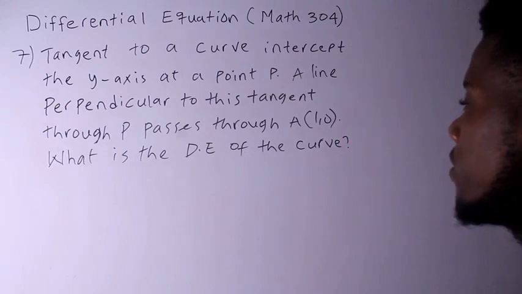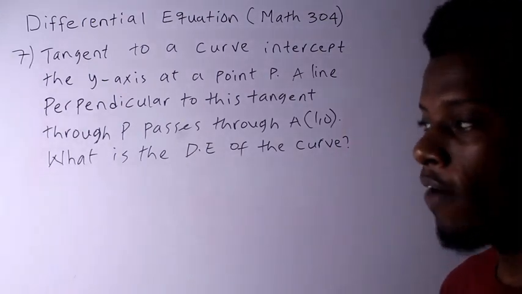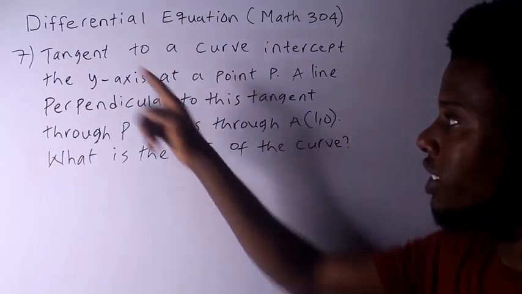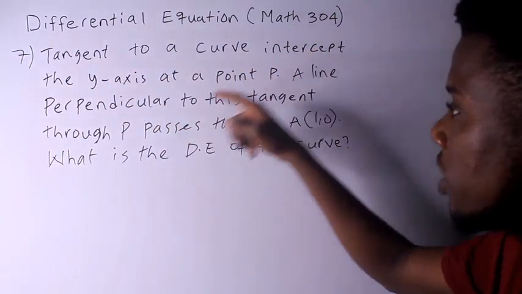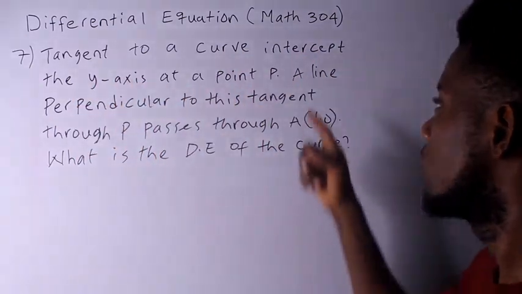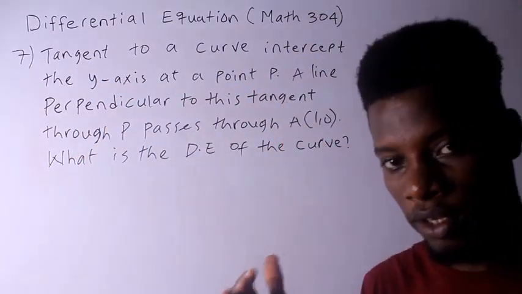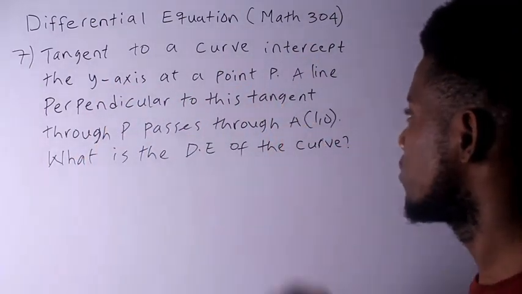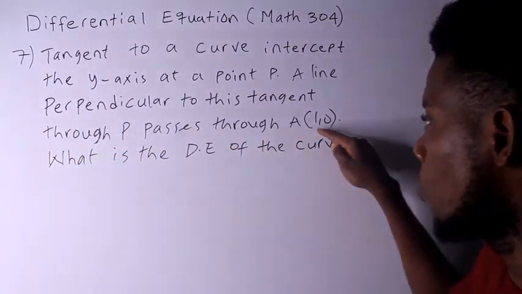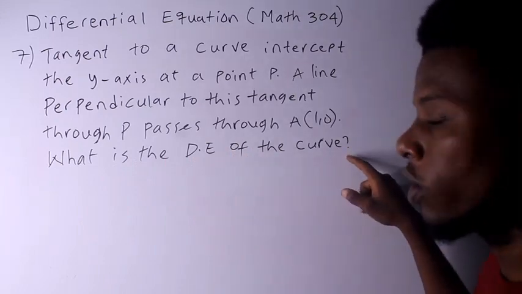A tangent to a curve intersects the y-axis at a point P. So we have a curve in the Cartesian plane, and we have a tangent to that curve intersecting the y-axis at a point P. Now, a line perpendicular to this tangent, through P, passes through A, which is (1, 0). What is the differential equation of the curve?